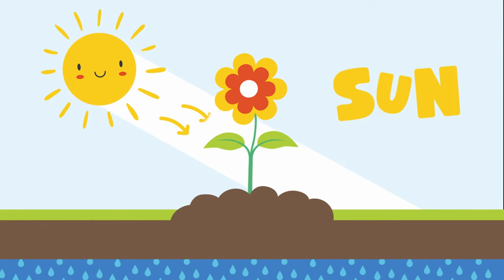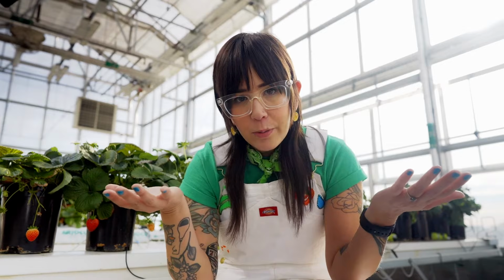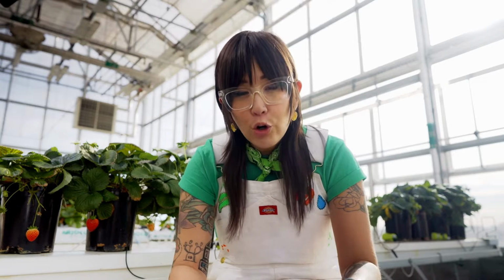Sunshine. Plants love sunlight. Some plants require a lot, while other plants only require a little. Plants use light along with air and water to create their own food through a process called photosynthesis. The food that plants create is called glucose.